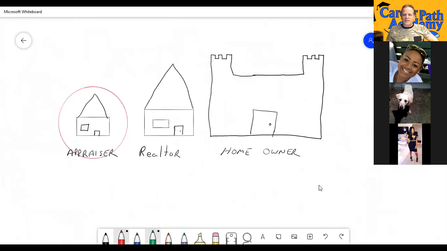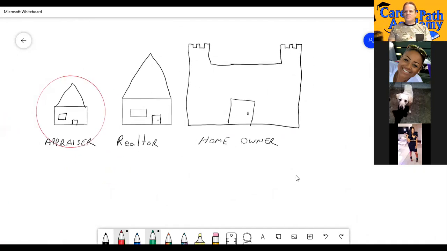Okay. Sure, sometimes somebody wants to win a bidding war and they go up a little bit too high and it doesn't appraise. What are your options now to get that house? You've got to pull money out of your pocket to make up for the difference, or ask the seller to lower the price. Yep.